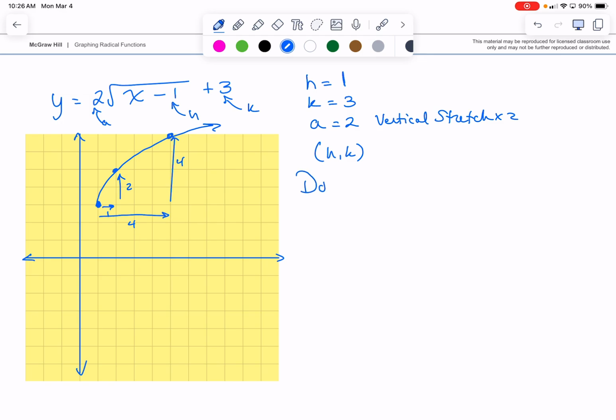So my domain is a set of x's such that x is... my range is the set of f of x's such that f of x... 3. Okay? Is that making more sense now?